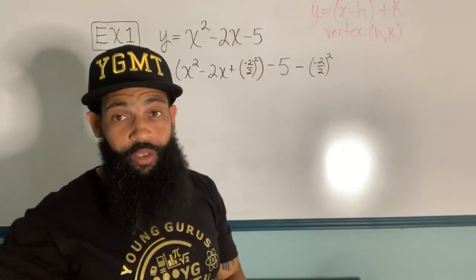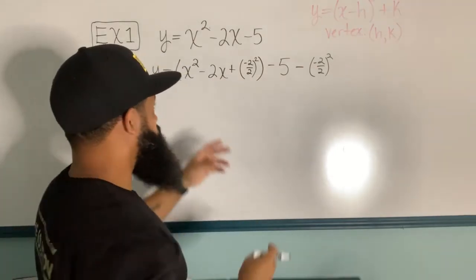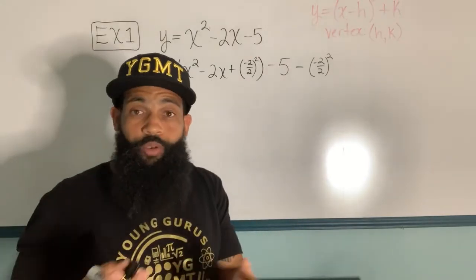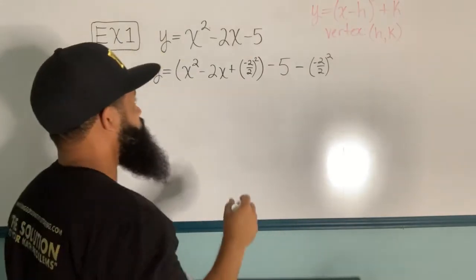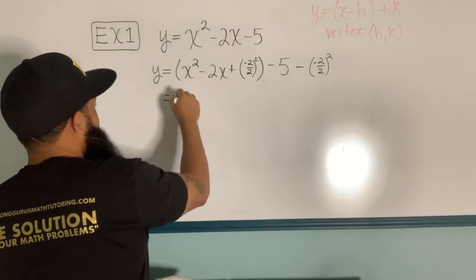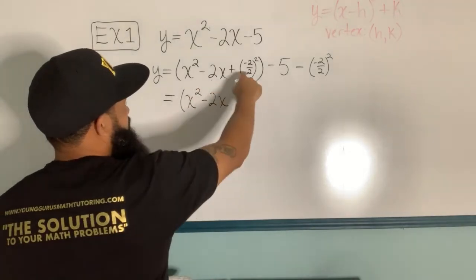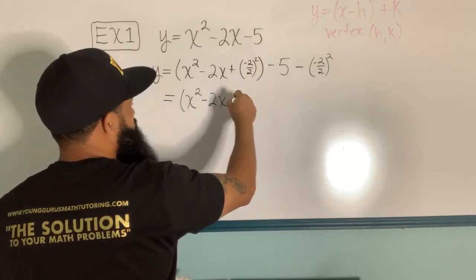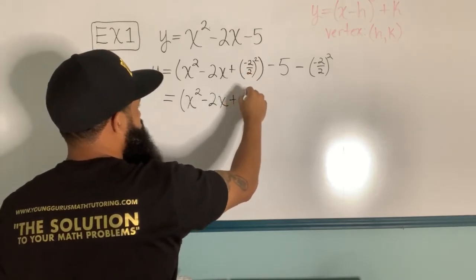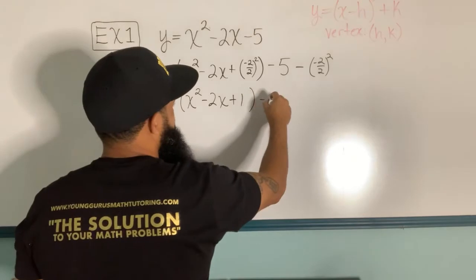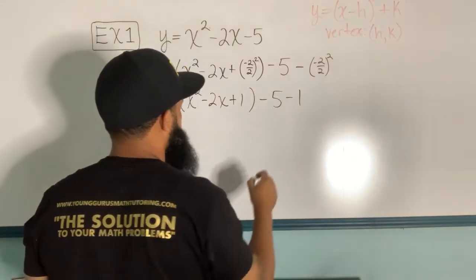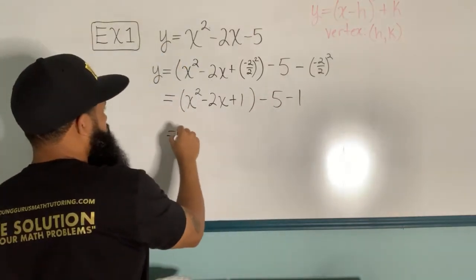Please don't confuse this with solving a regular equation where we have to do opposites when we're on different sides of the equal sign. So now I'm going to just simplify that. X squared minus 2x. Half of negative 2 is negative 1. Negative 1 squared is just 1. And then I'm going to say minus 5 minus 1. All right, now I'm going to do a little bit more.